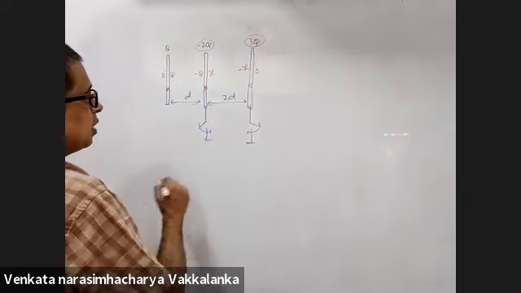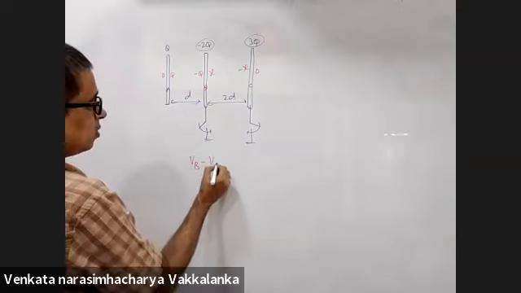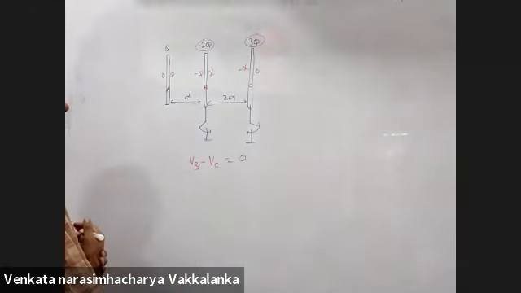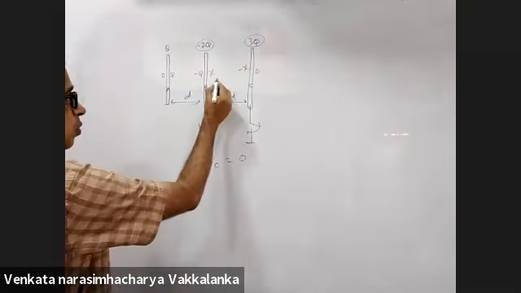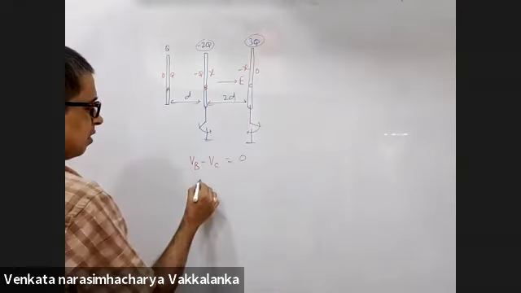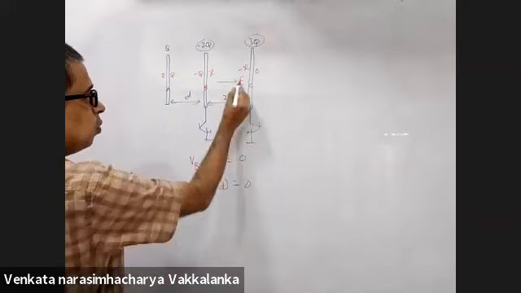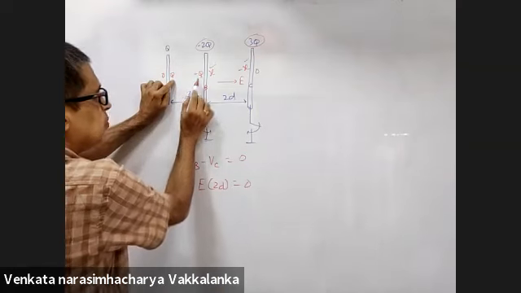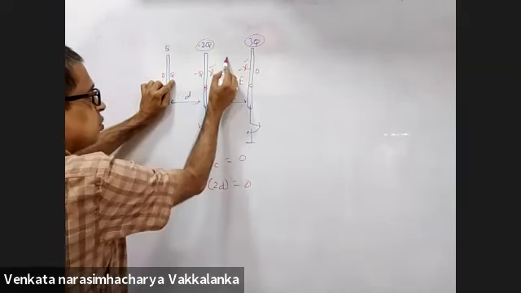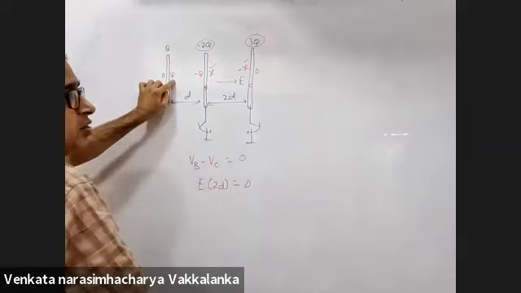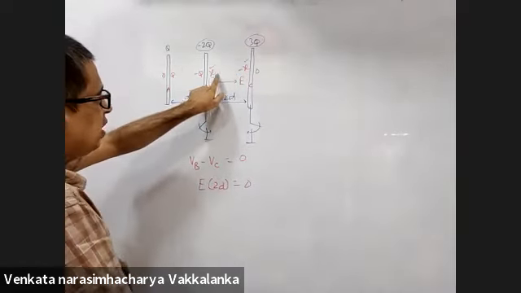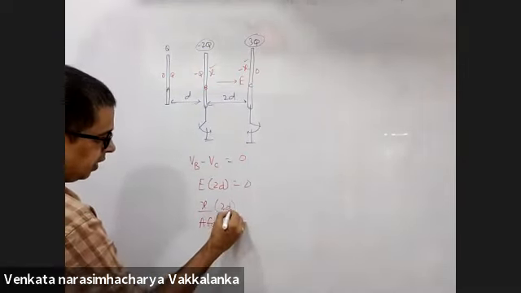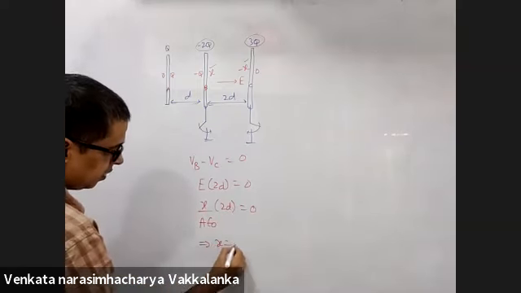Right? Now consider this. VB minus VC should be how much? 0. That means the field here into 2D should be 0. This field will be because of both these charges. Why will these both charges not produce a field here? They'll cancel out. Minus Q will give me a field to the left, plus Q will give me a field to the right. So here the field is only because of X and minus X. X by A epsilon naught into 2D is 0, which implies X is 0.